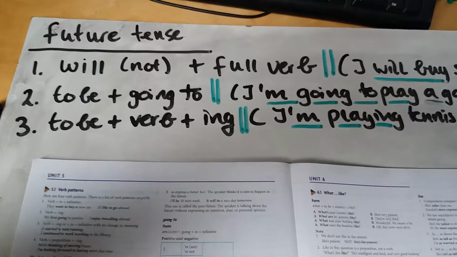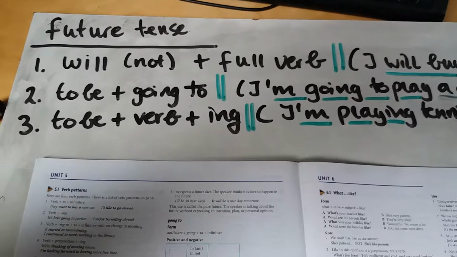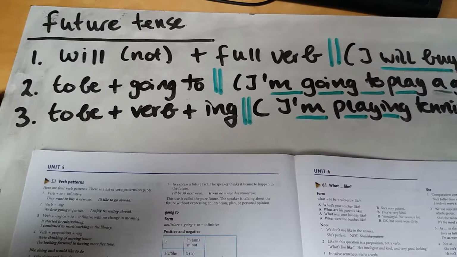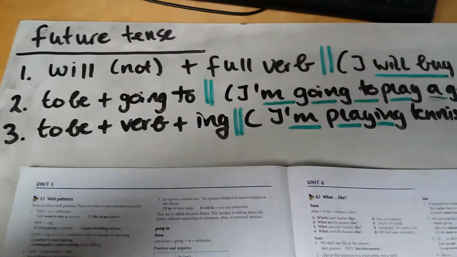In English, if you want to talk about the future, there are actually three ways of using a certain verb to express something you want to do in the future. And in the English language, it's important to make these differences and see these differences. Now, there are three ways to do it.